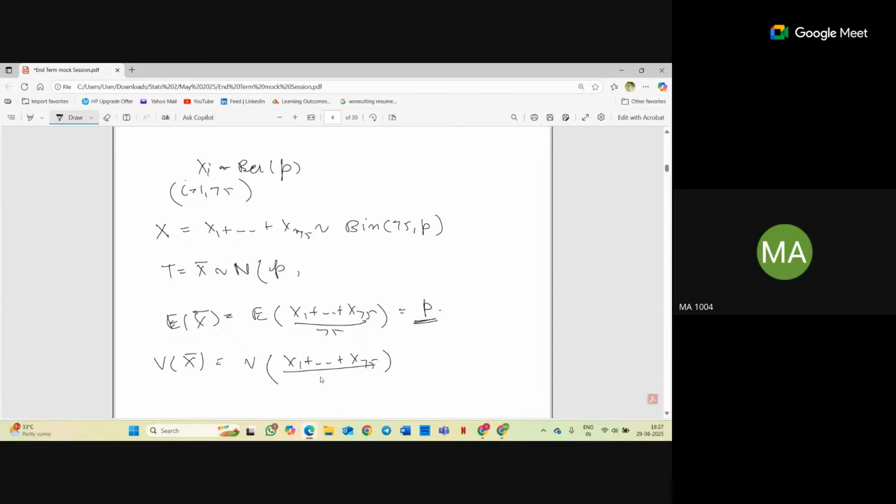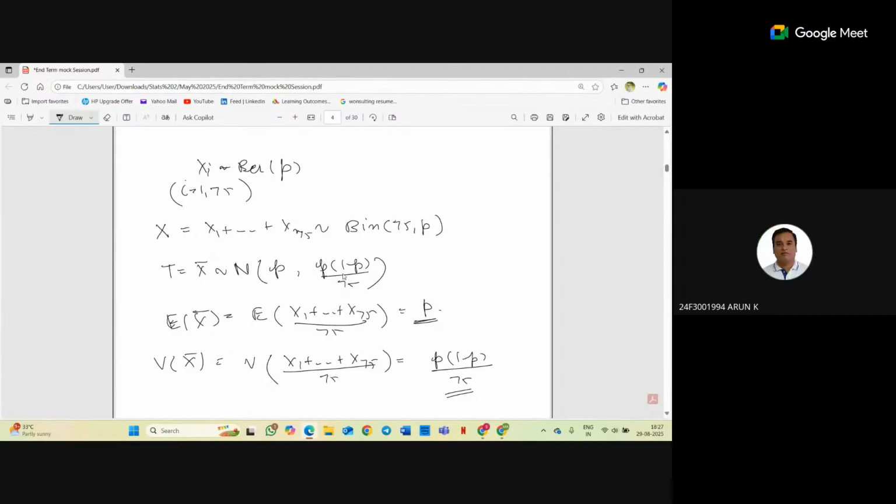So this will be divided by 75, right? If we calculate this value, we will be getting p into 1 minus p divided by 75. Okay. So we have got the expectation and we have got the variance as well.